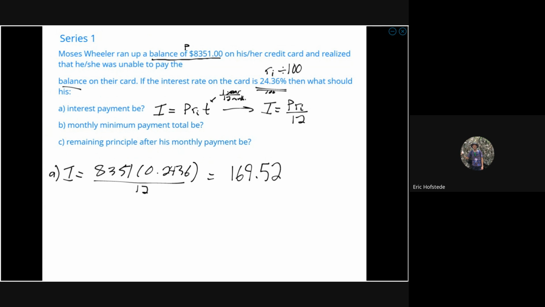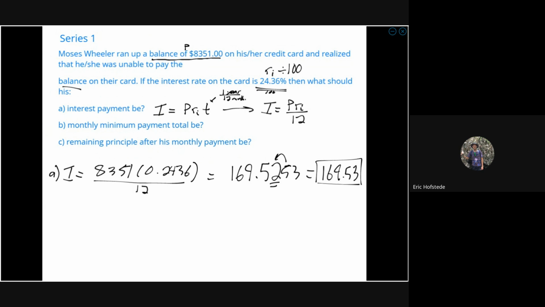$169.52. With the credit card companies, they'll always round up your cent. So if it's 52.53, that would follow normal rounding rules. But if it's even anything, we would always round up. $169.53 would be the answer for A.